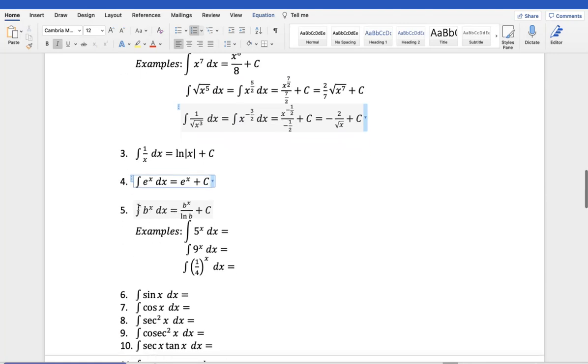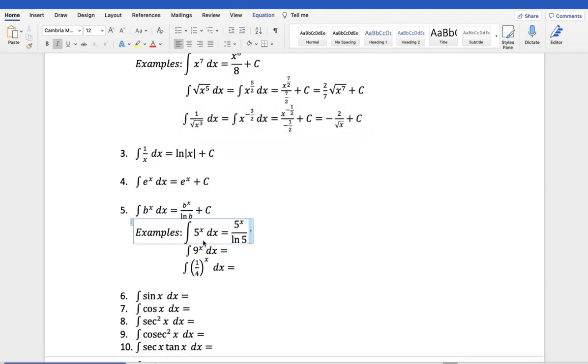And the fifth one is the integral of b, some constant b, to the exponent of the variable x dx. And that rule tells us that that integral is just equal to b to the x divided by ln of b plus the constant of integration. So if we apply it to these examples, the integral of 5 to the x will just be 5 to the x, right, divided by ln of 5 plus the constant.